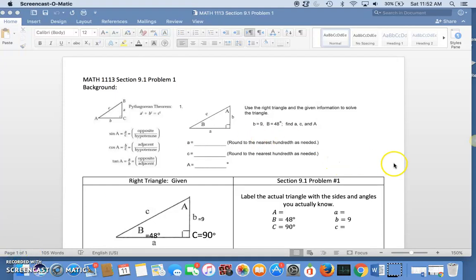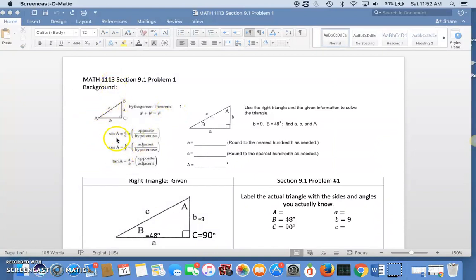Okay, this is section 9.1. This is problem 1. Chapter 9 is the last section that we generally do in pre-calc. The main background that you're going to need in this section is the Pythagorean theorem, because all of this section applies to a right triangle. Now remember, when you get to sections 9.2, 9.3, and 9.4, you don't have right triangles anymore, so you won't be using the Pythagorean theorem.